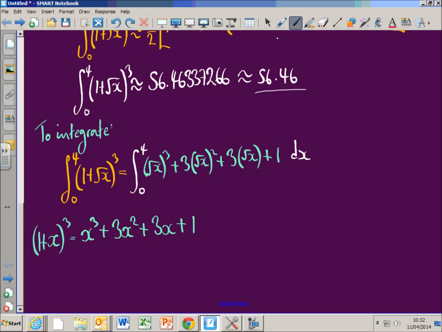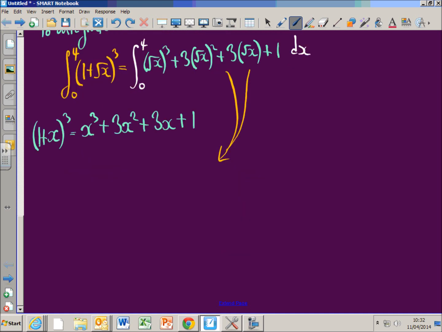Okay, now, I'm going to come down here then, because this bit was like what we had to do. I'm going to come down here. Now, it's still not quite in a way I want to integrate it because of all the roots. Okay, so let's see if we can do anything with the roots. X, the square root of x, I can write as x to the half, can't I? So what's x to the half all to the power of 3? Yeah. So this is just x 3 over 2. Okay. What's 3 root x squared?